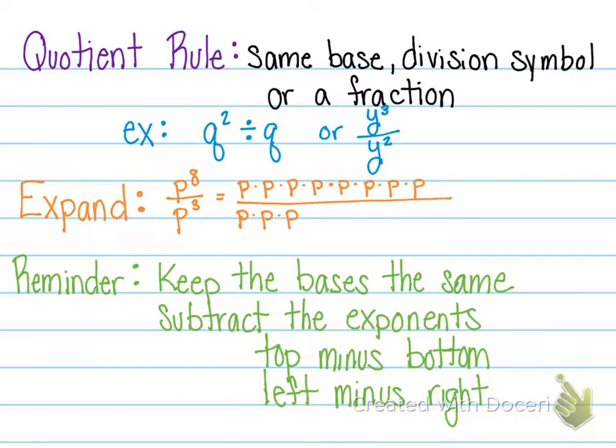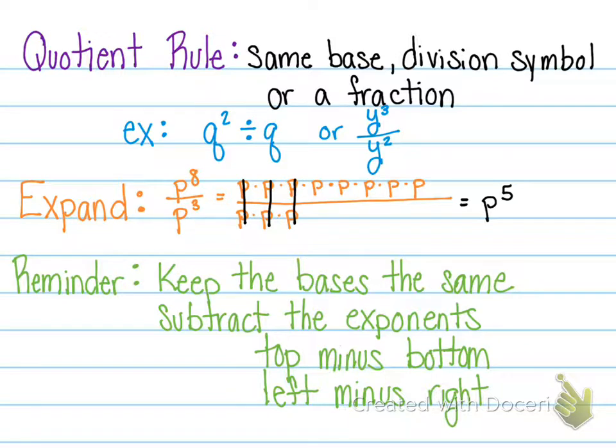Now, when you are using division, you want to look for giant ones. And I see 3 of them. P divided by P is a giant 1. P divided by P is another giant 1. And I have another 1 right here with P divided by P. Now, what that does is it leaves me with 5 P's being multiplied together. So that's going to be P to the 5th power.